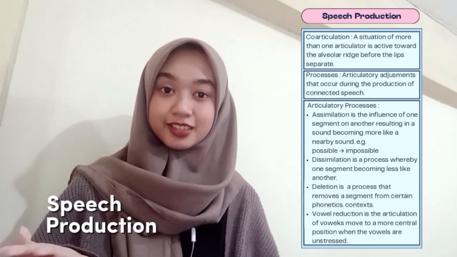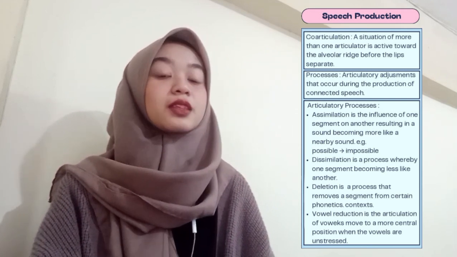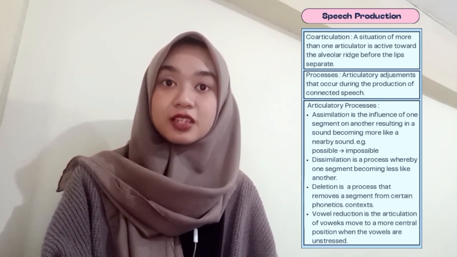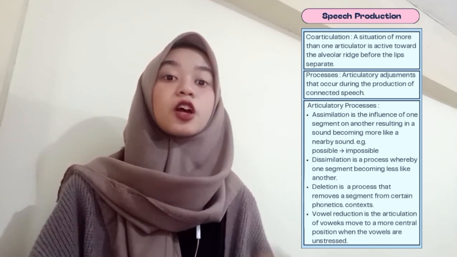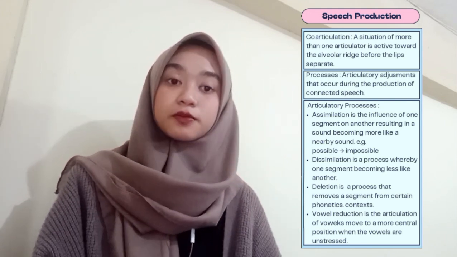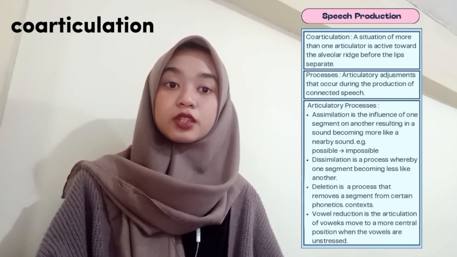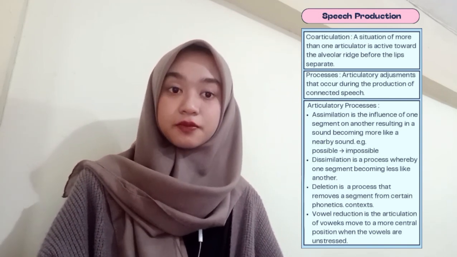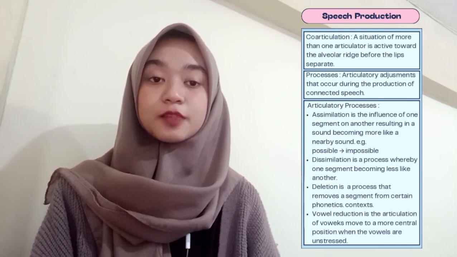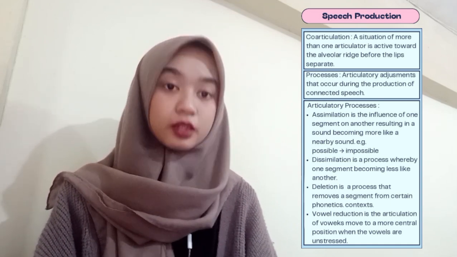We finally come to the last topic, which is about speech production. Speech production is a sense where the articulatory organs interact with each other and many fine adjustments are carried out as we speak. There are three speech production, articulatory processes: co-articulation, processes. Firstly, co-articulation is a situation where more than one articulator, such as the lips and the tongue tip, is active. For example, sequence is produced with the tongue tip starting to move toward the alveolar ridge before the lips separate.